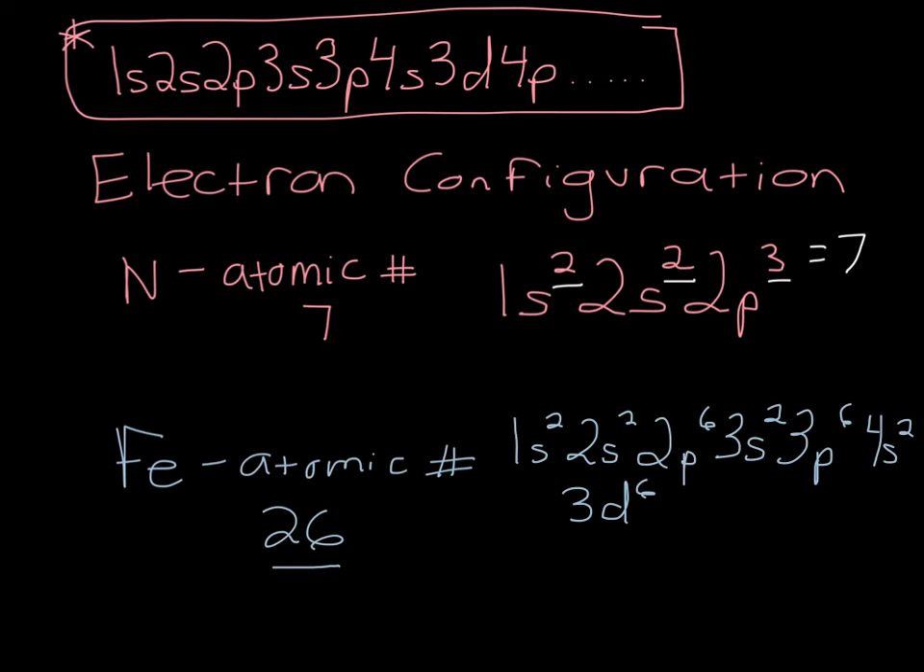So you want to always double check that you did it right by adding up all the little electrons. Sure enough, those add up to 26, so that's iron. Now there is a shortcut. The shortcut uses the noble gases.